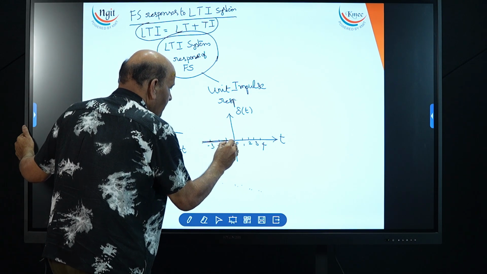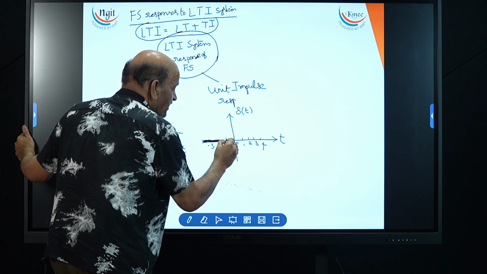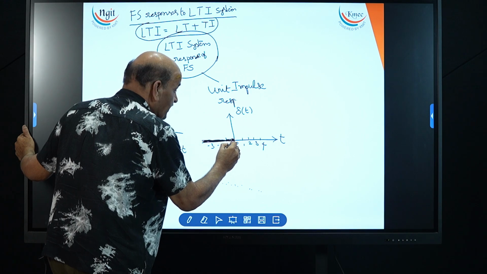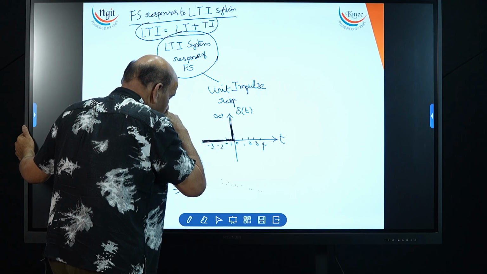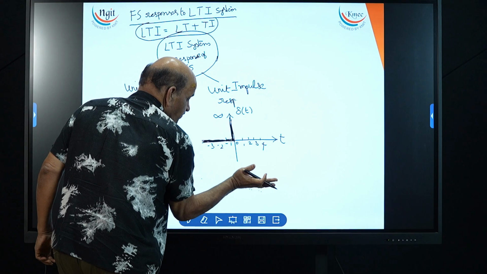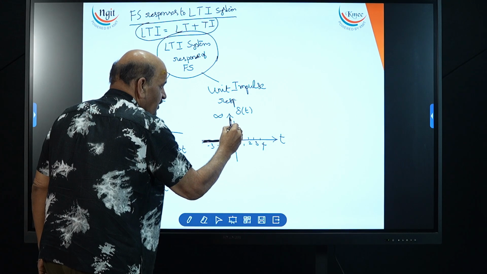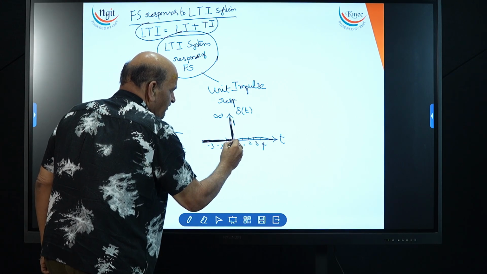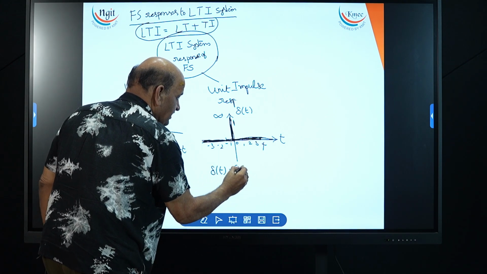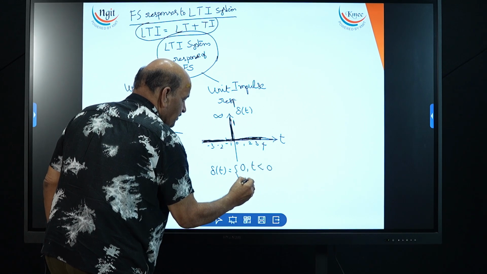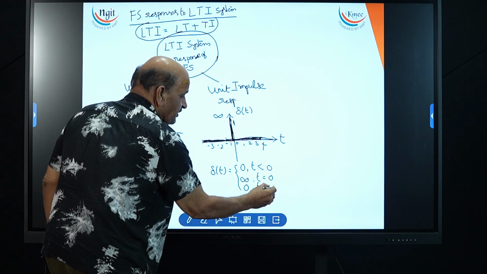Now here, this is 0, this is 1, 2, 3, 4, -1, -2, -3 like that. For all values of t less than 0, it is 0. The moment t equals 0, it rises abnormally up to infinity. When we integrate the entire Dirac delta function, the value equals 1. After that, for all values it is 0. That means the Dirac delta function has three conditions. The value equals 0 when t is less than 0. At t equal to 0, its value equals infinity. Its value equals 0 when t is greater than 0.